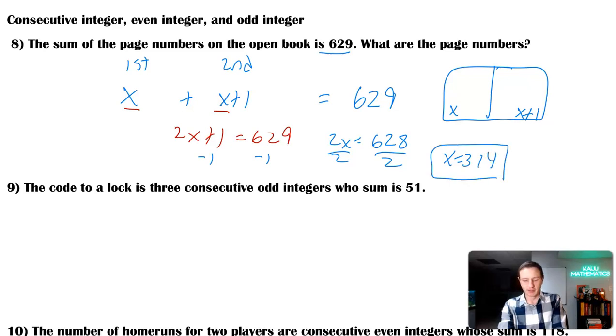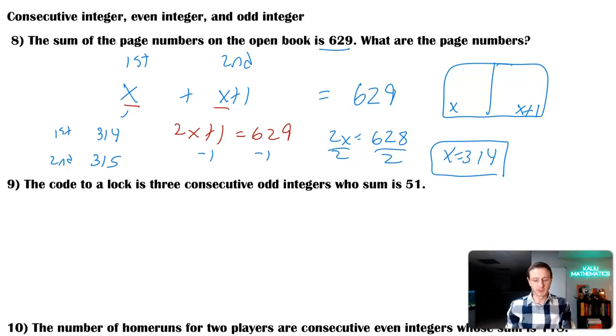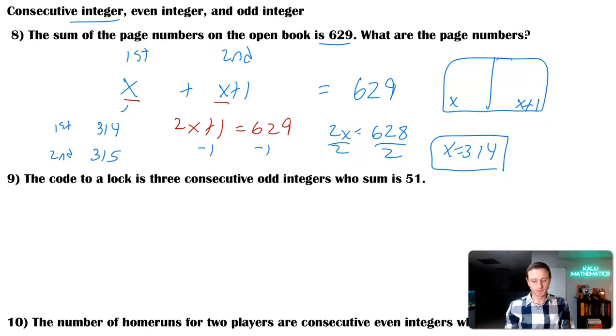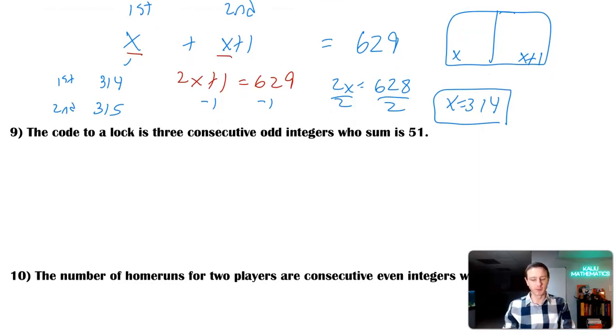Now again, this is not the answer. It says what are the page numbers? So we know the starting page is 314. That's the first page. And then the second page is 314 plus 1, which is 315. Consecutive integers. The next integer after 314 is 315. So that's integers. Now the struggle comes in when you get into the discussion of odd integers or even integers. That's where people really start to fall apart a little bit.